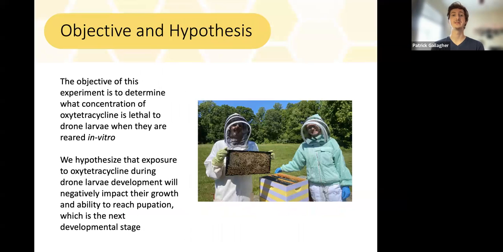The objective of this experiment is to determine what concentration of oxytetracycline is lethal to drone larvae when they are reared in vitro. We hypothesize that the exposure of oxytetracycline during drone larva development will negatively impact their growth and their ability to reach pupation, which is the next developmental stage.